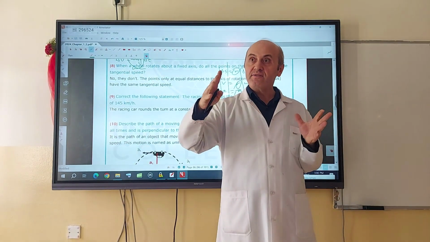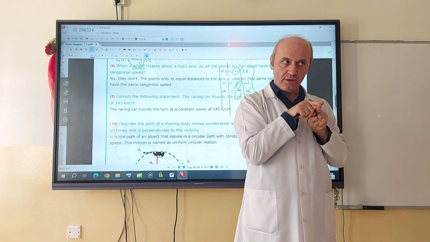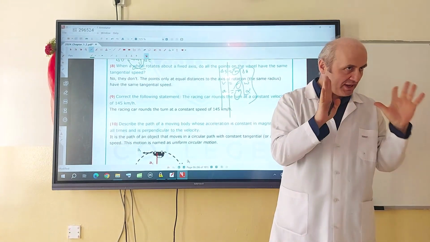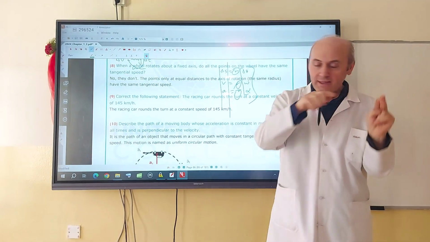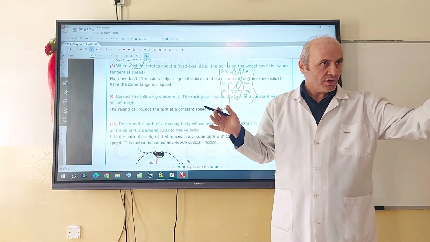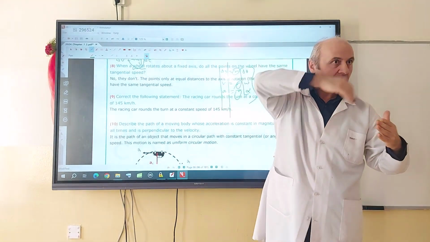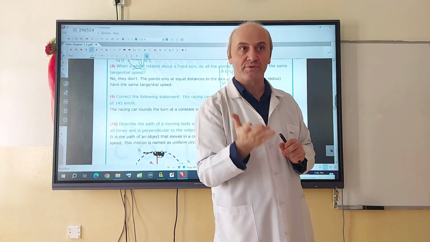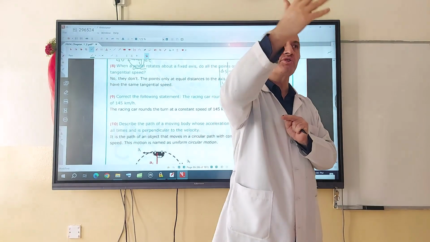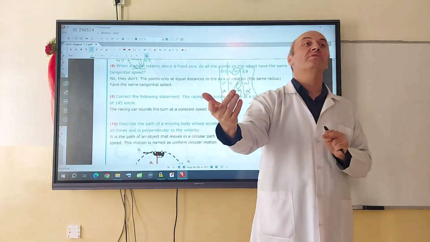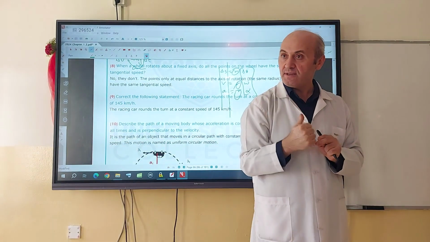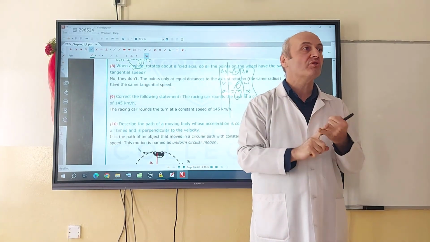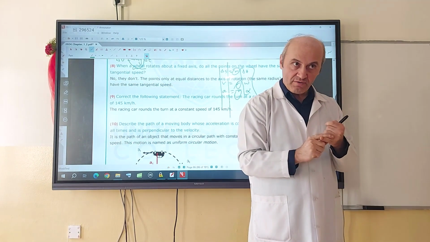If the points are on the same radius, then you can say that they have the same tangential speed. They have to be on the same circle, like 2 horses at the same distance from the axis of rotation. So the tangential speed is going to be the same. But if the points are moving in different circles, small circle, large circle, or larger circle, then tangential speeds are going to be different for different circles. On the same circle, if there are 2 horses, they will have the same tangential speed because they have the same distance from the axis of rotation.